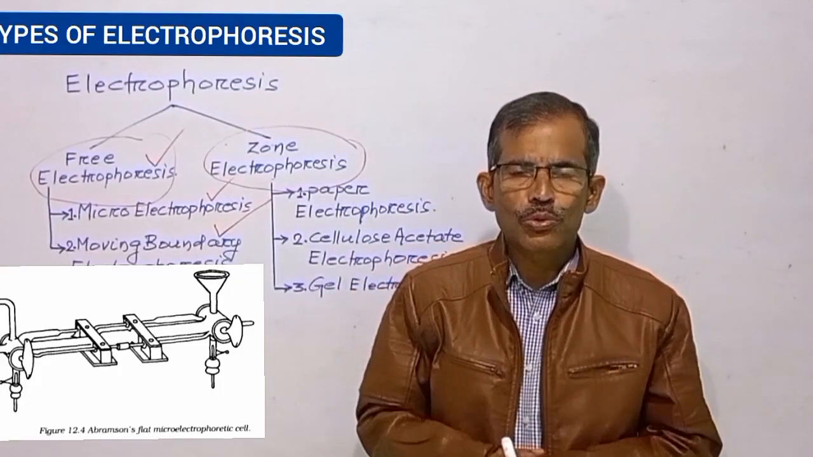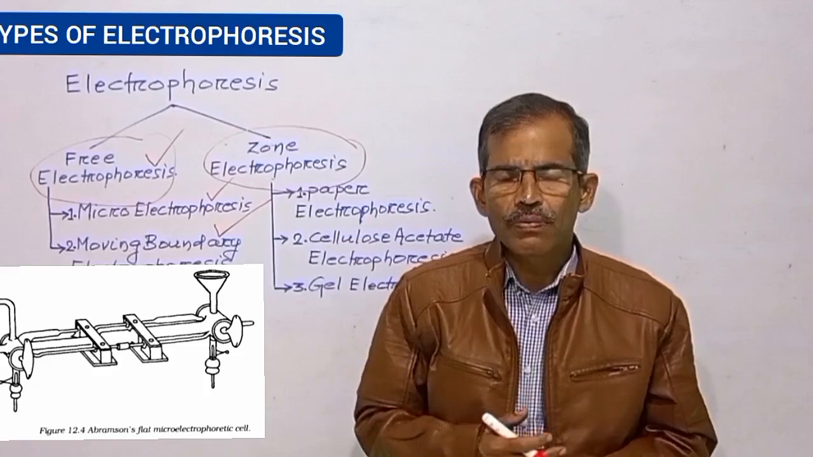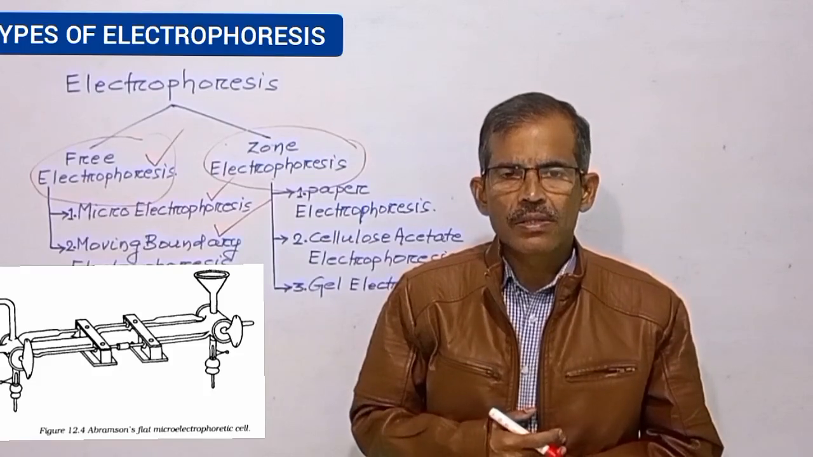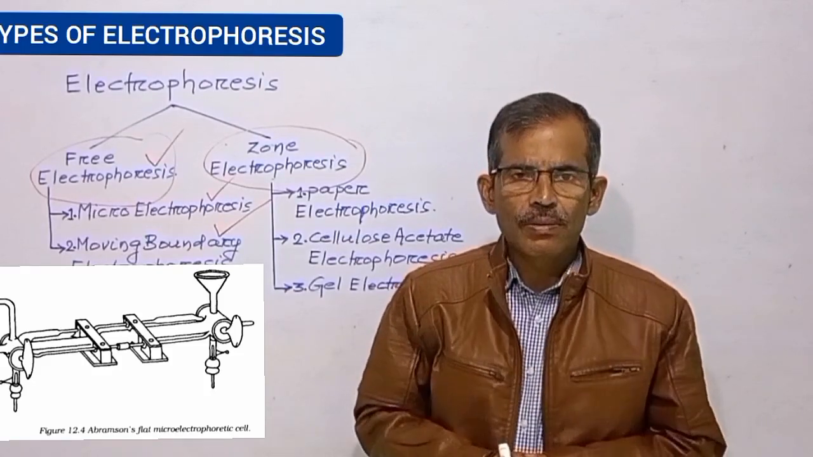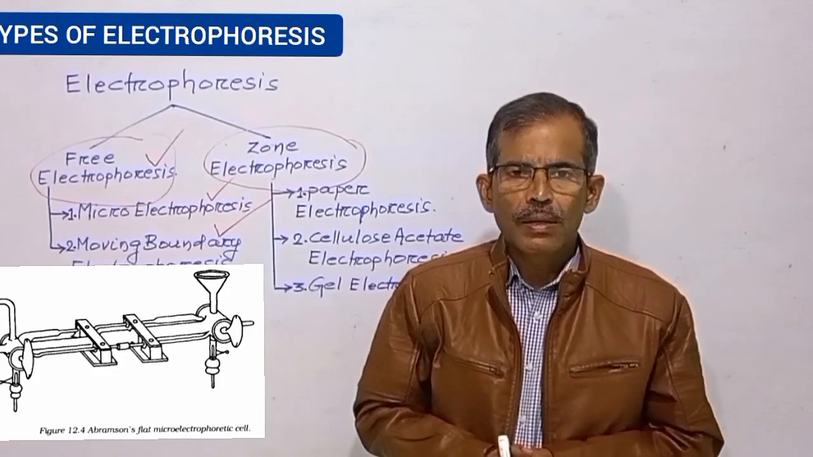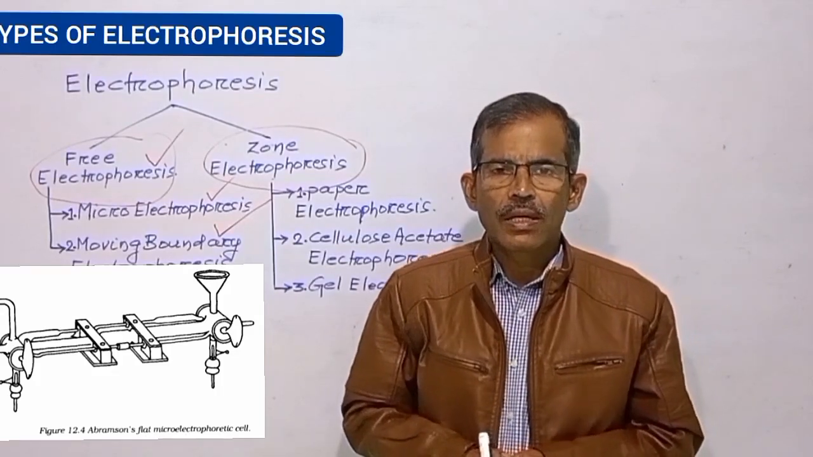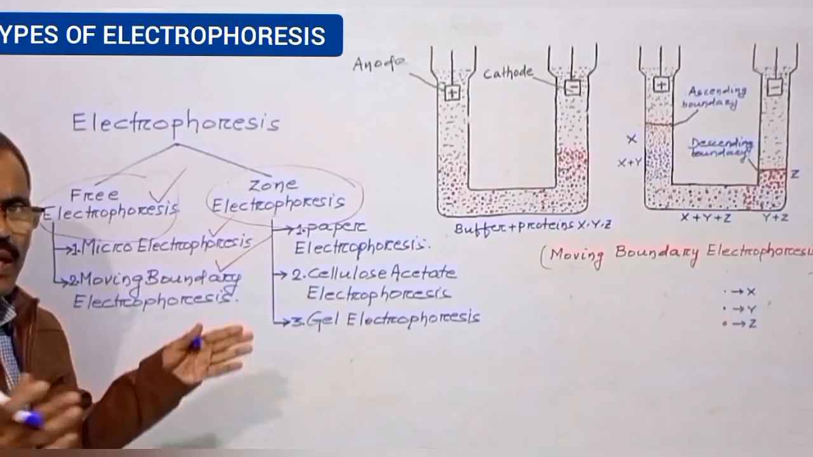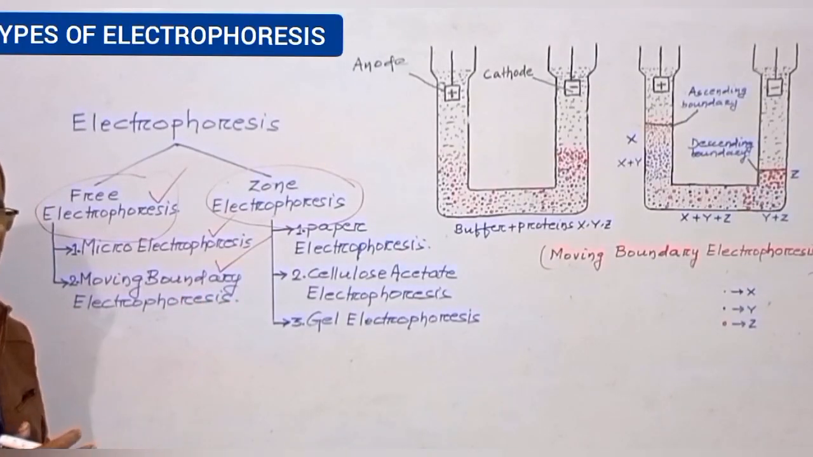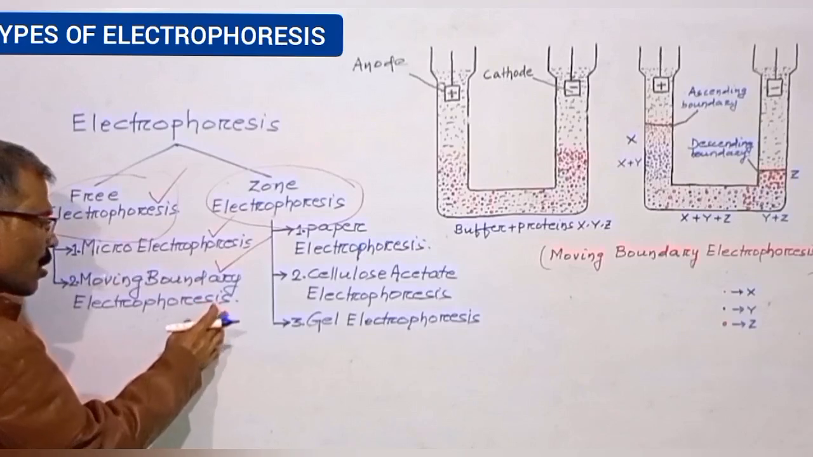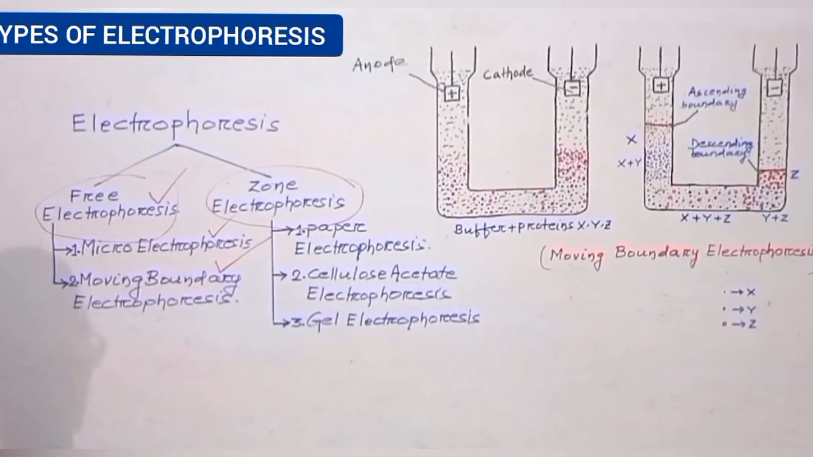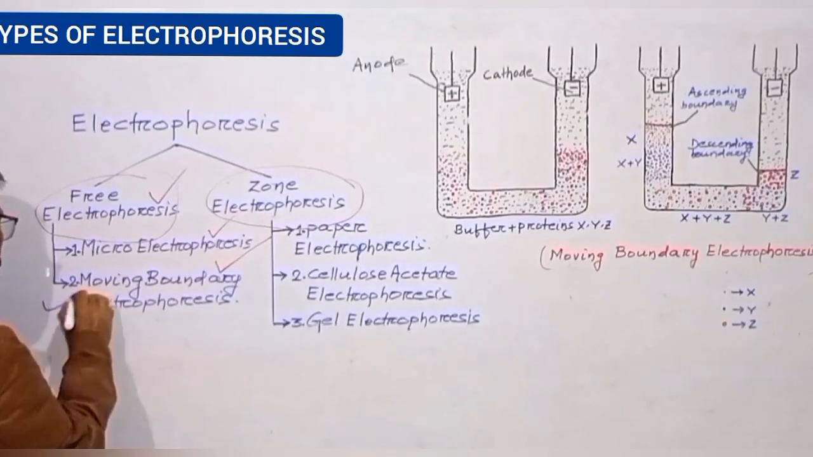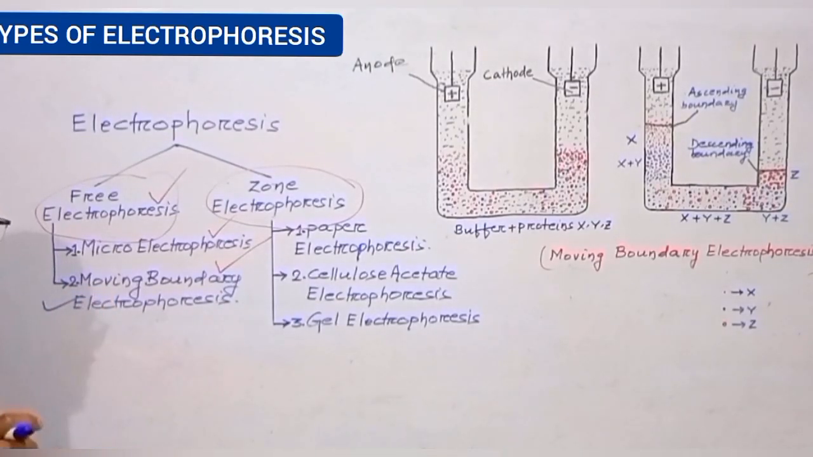Microelectrophoresis is used to observe the movement of small particles such as red blood cells, neutrophils, bacteria and others in an electric field with a microscope. The second type of free electrophoresis is moving boundary electrophoresis. Like microelectrophoresis, in this technique also electrophoresis takes place in the free solution.